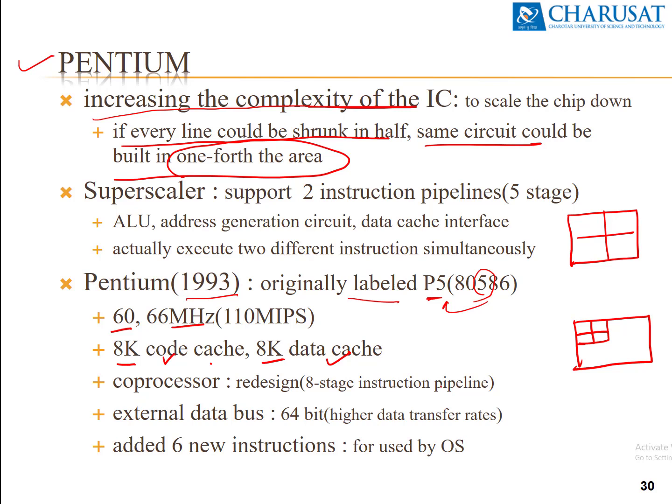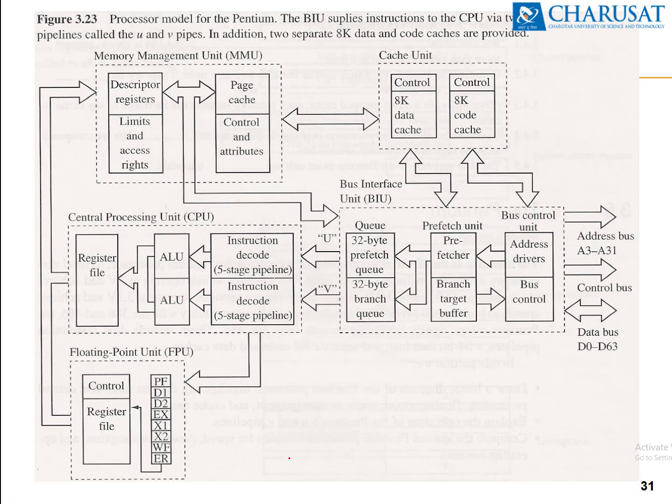It supports a core processor with an 8-stage instruction pipeline, and a 64-bit external data bus. It added 6 new instructions to 80486. This is the abstract view of the Pentium. Memory management is the same as 386 and 486.